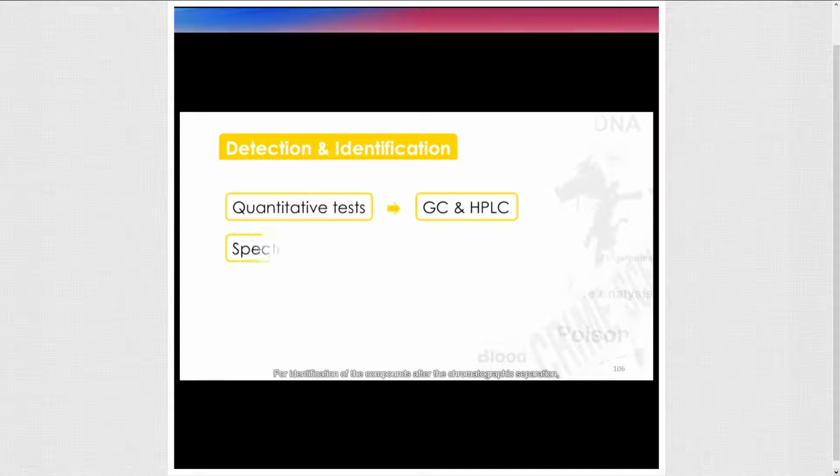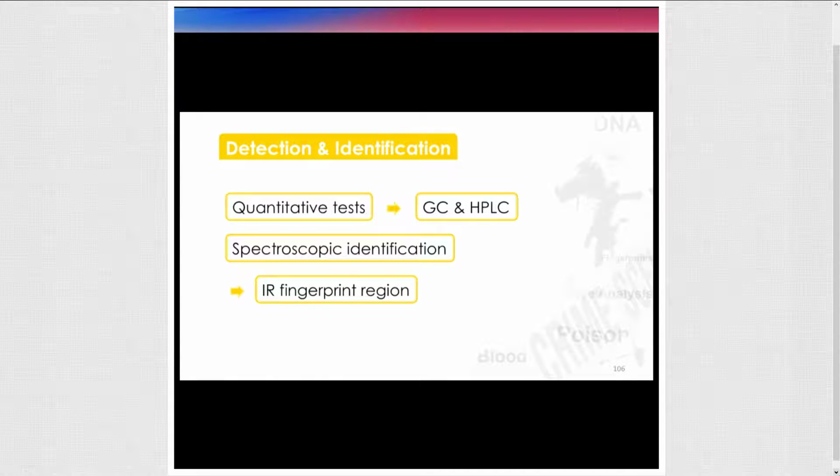For identification of the compounds after the chromatographic separation, we would use the infrared, and particularly looking at the fingerprint region of the infrared spectrum. Then the other technique for identification we can use is mass spectrometry, and as you saw in our earlier lecture, we can combine mass spectrometry with gas chromatography and do GCMS.